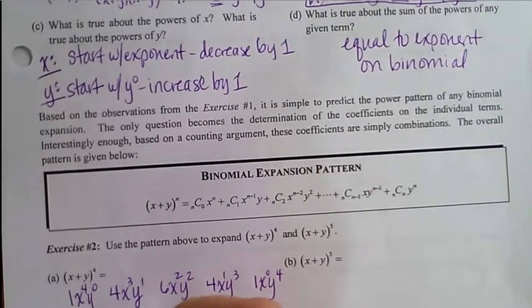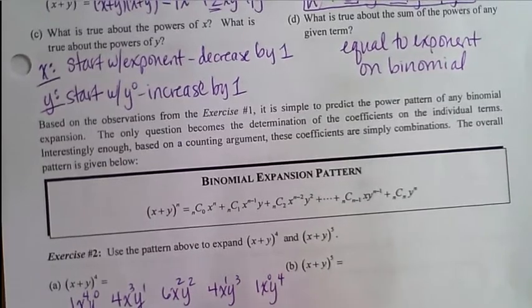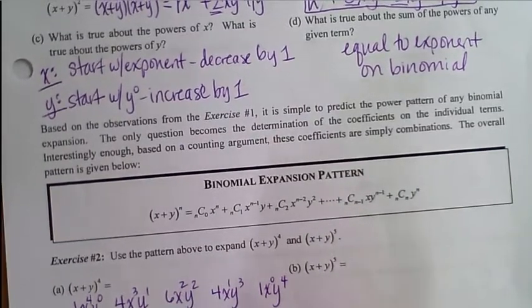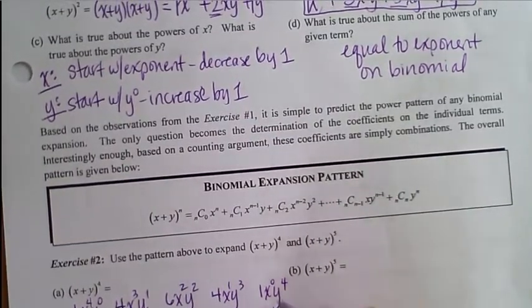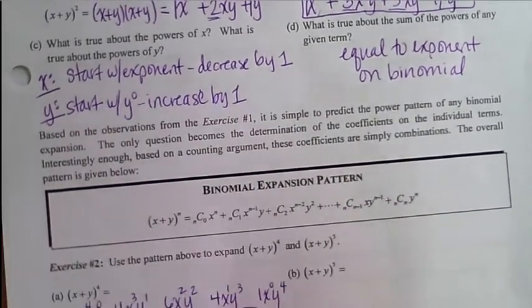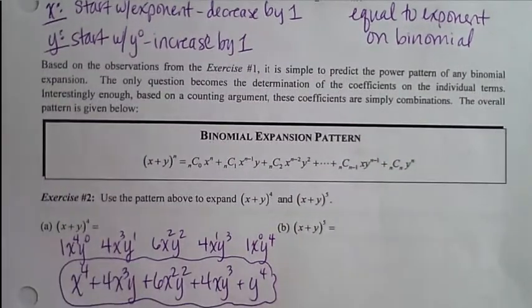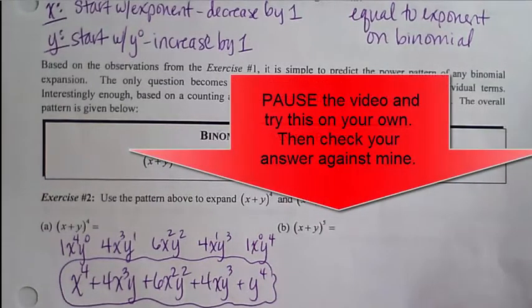Here we would write 4x cubed y, 6x squared y squared, 4xy cubed, and we don't bother with these ones, and we end with y to the 4th. So understanding the pattern, being able to create Pascal's triangle, will save you a ton of time in doing these expansions. Let's do x plus y to the 5th.